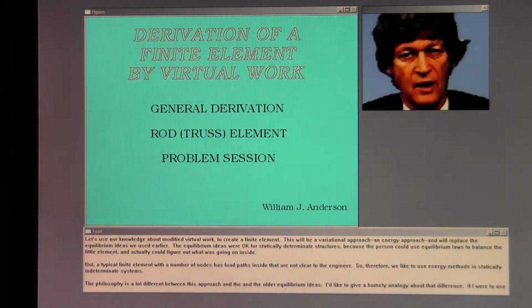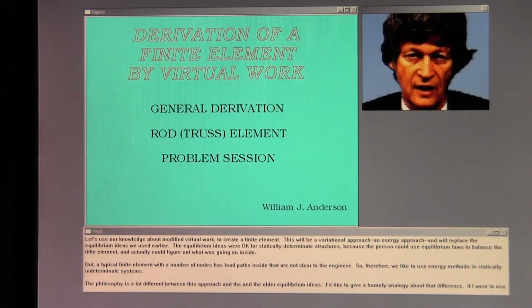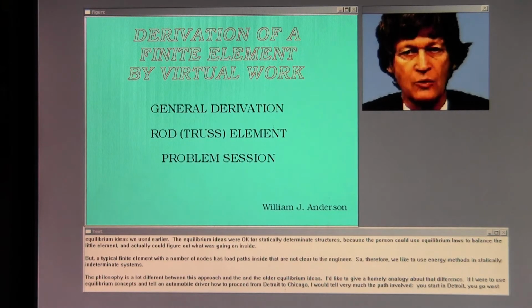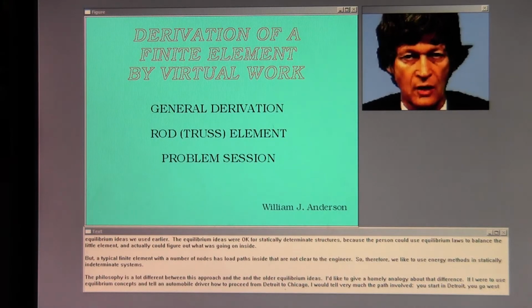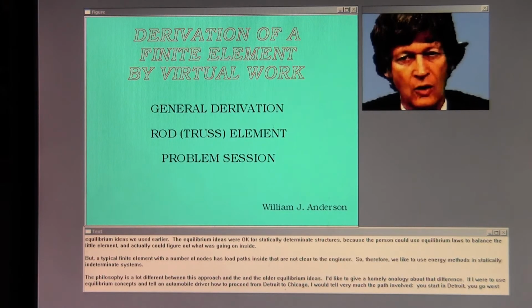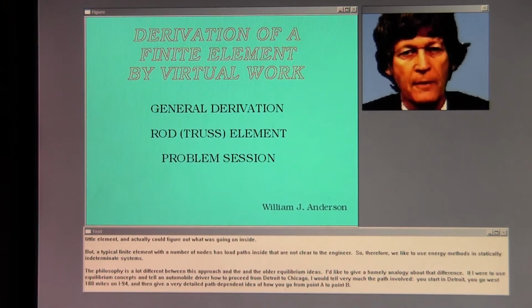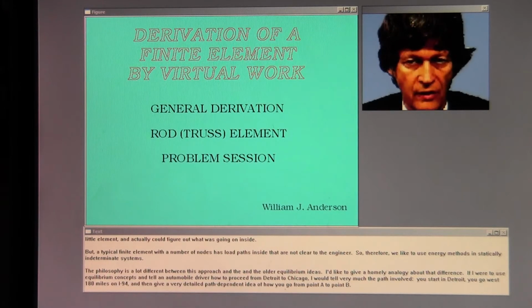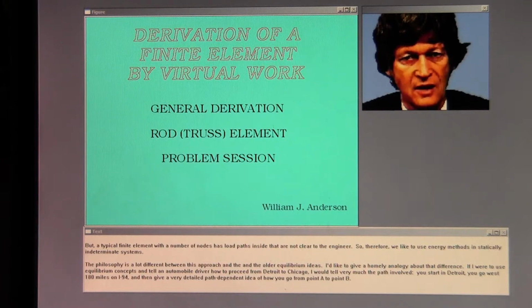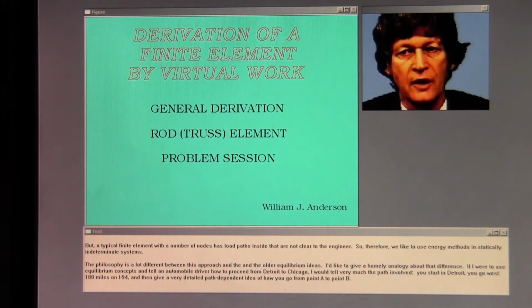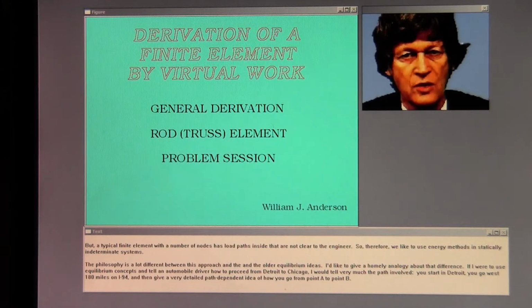Let's use our knowledge about modified virtual work to create a finite element. This will be a variational approach, an energy approach, and will replace the equilibrium ideas we used earlier. The equilibrium ideas were okay for statically determinate structures because the person could use equilibrium laws to balance the little element and actually could figure out what was going on inside. But a typical finite element with a number of nodes has load paths inside that are not clear to the engineer. So therefore we like to use energy methods in statically indeterminate systems.